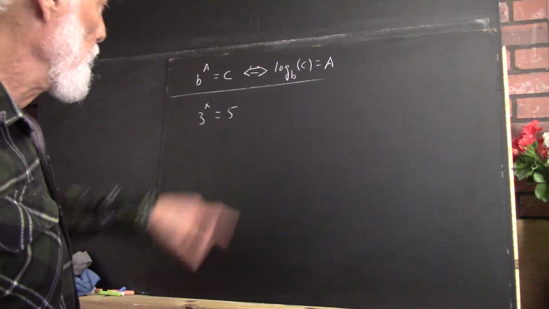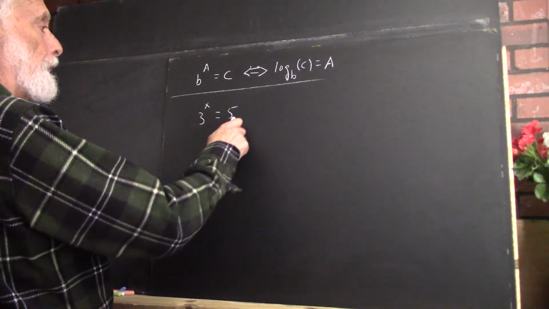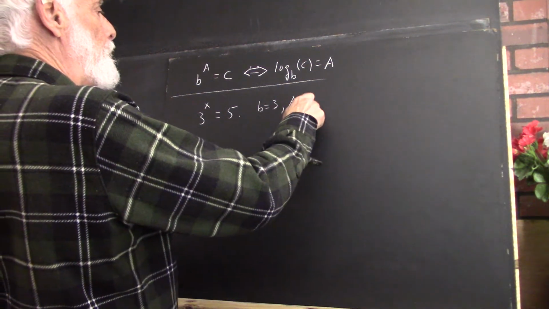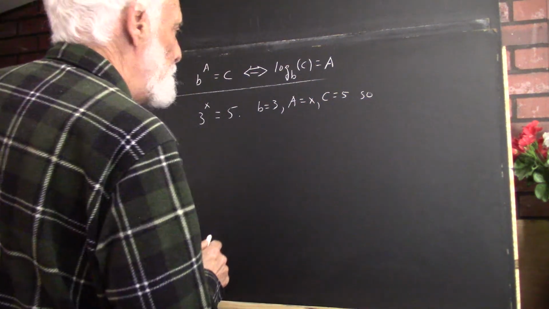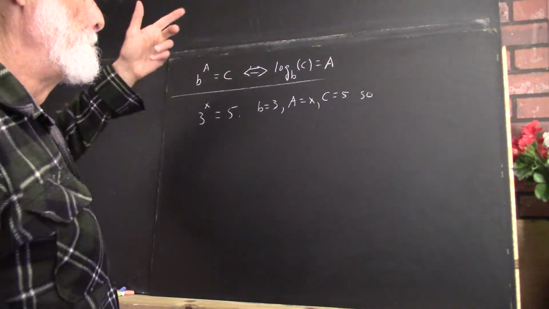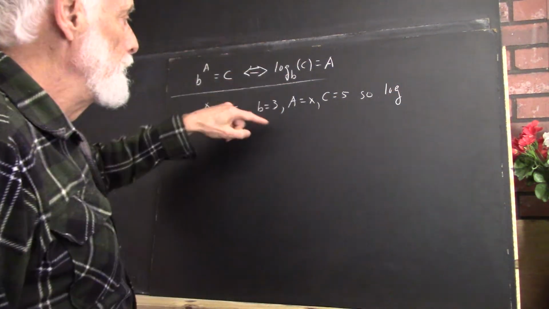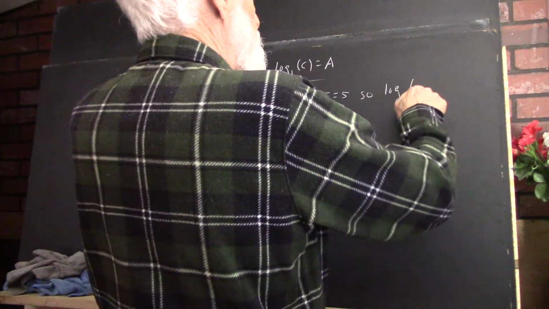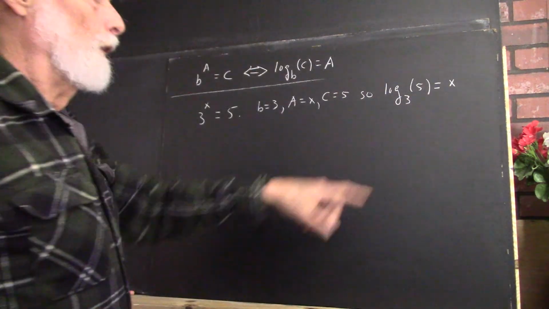Okay, well, 3 to the x equals 5, and I'll say this quickly. 3 is B. A is x and C is 5. So the equivalent statement is log base B of C equals A. So we have log, and it's base B, so B is 3. C is 5. And A is x. Well, that's our solution.